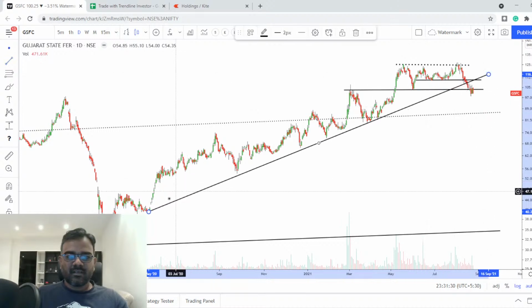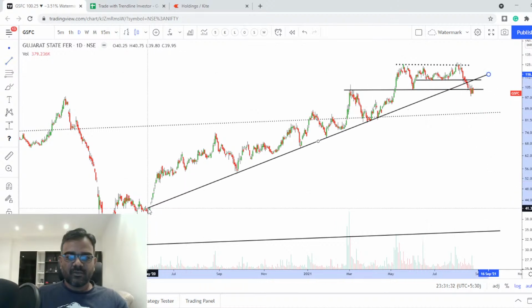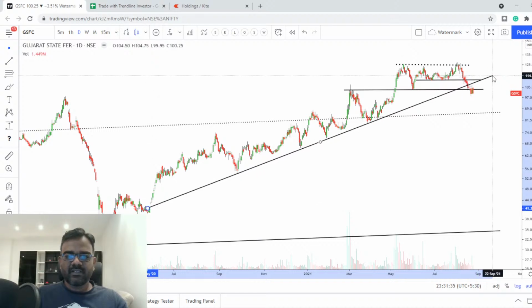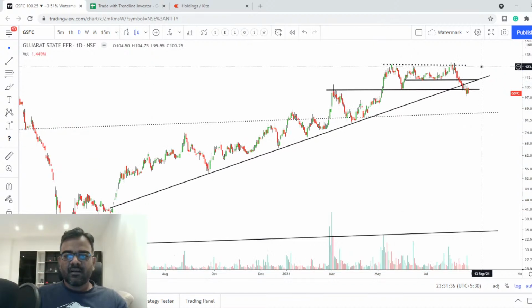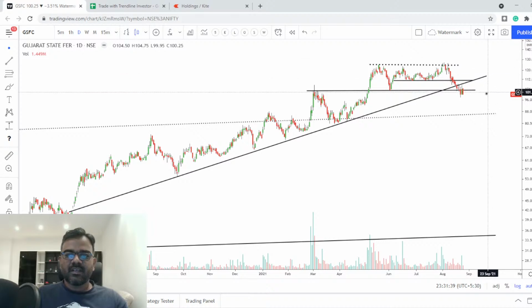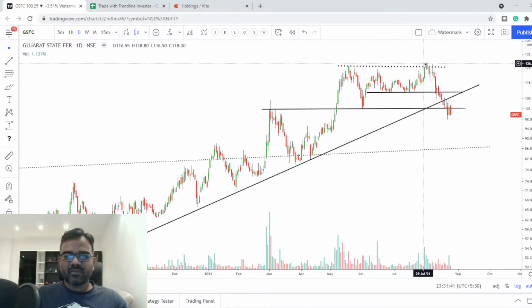It has broken the trend line also. So yeah, it might go sideways for some more time. But I'd be really interested in the stock only above 126. For now, it has broken the higher high, higher low structure. So that's one thing which is worrying me, Krishnaveni.